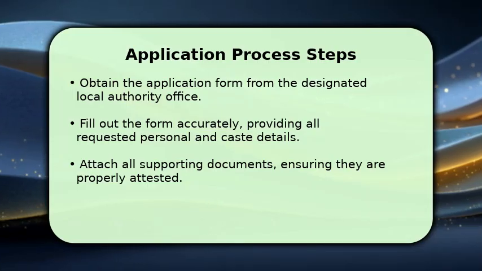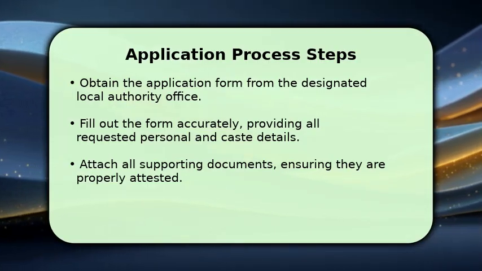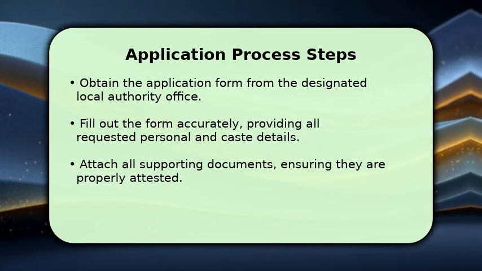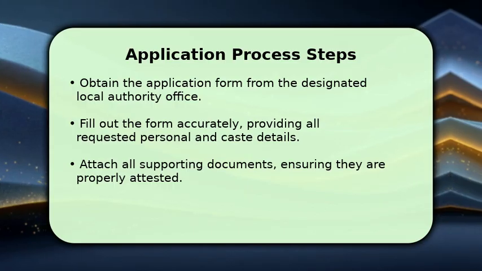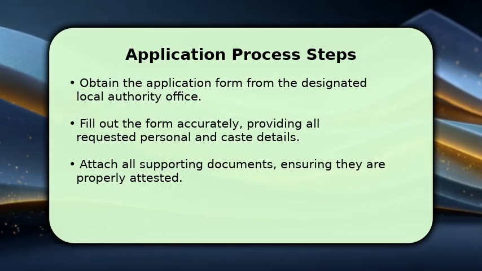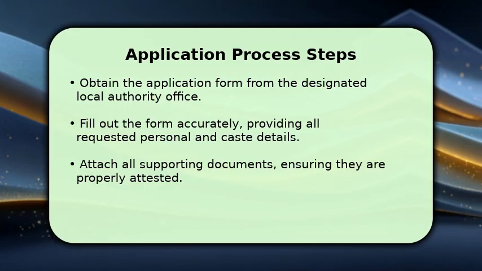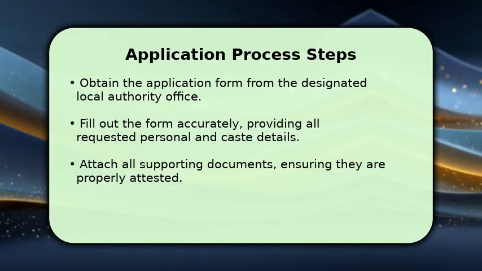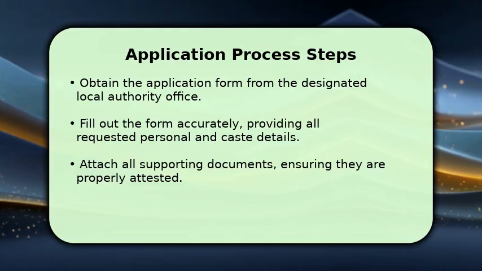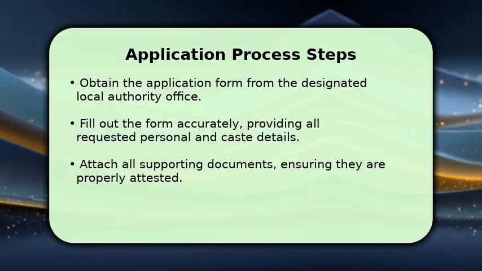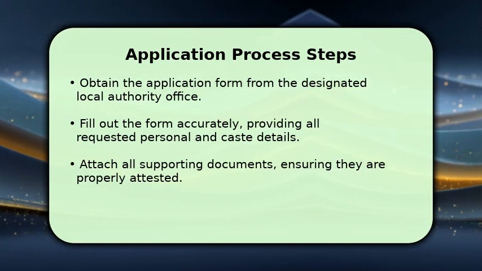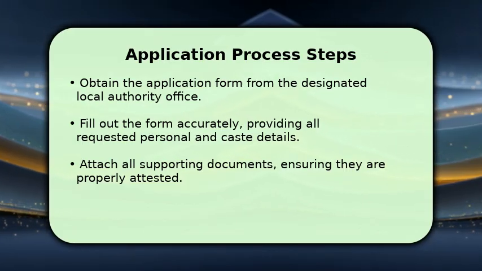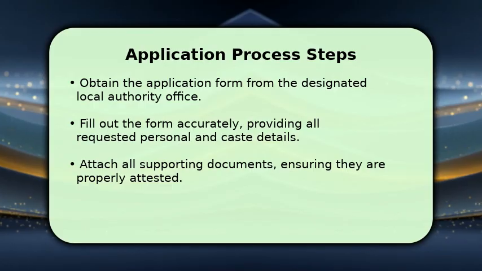The application process starts by obtaining the official form from your local district or subdivisional magistrate's office. Carefully fill out every section, providing accurate personal and caste information. Remember to attach all your supporting documents, ensuring they are attested by a gazetted officer if required. Once everything is complete, submit your application to the designated authority. A small application fee, typically around 25 to 50 rupees, might be applicable.